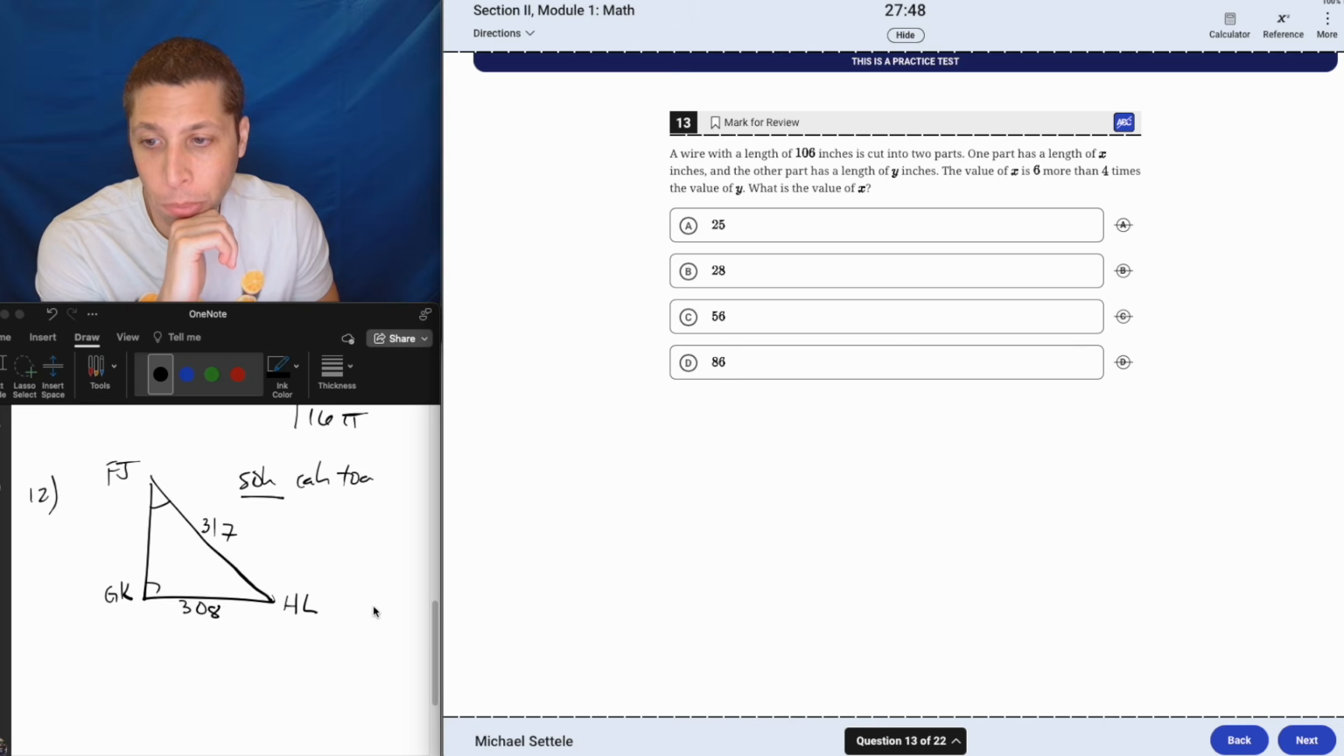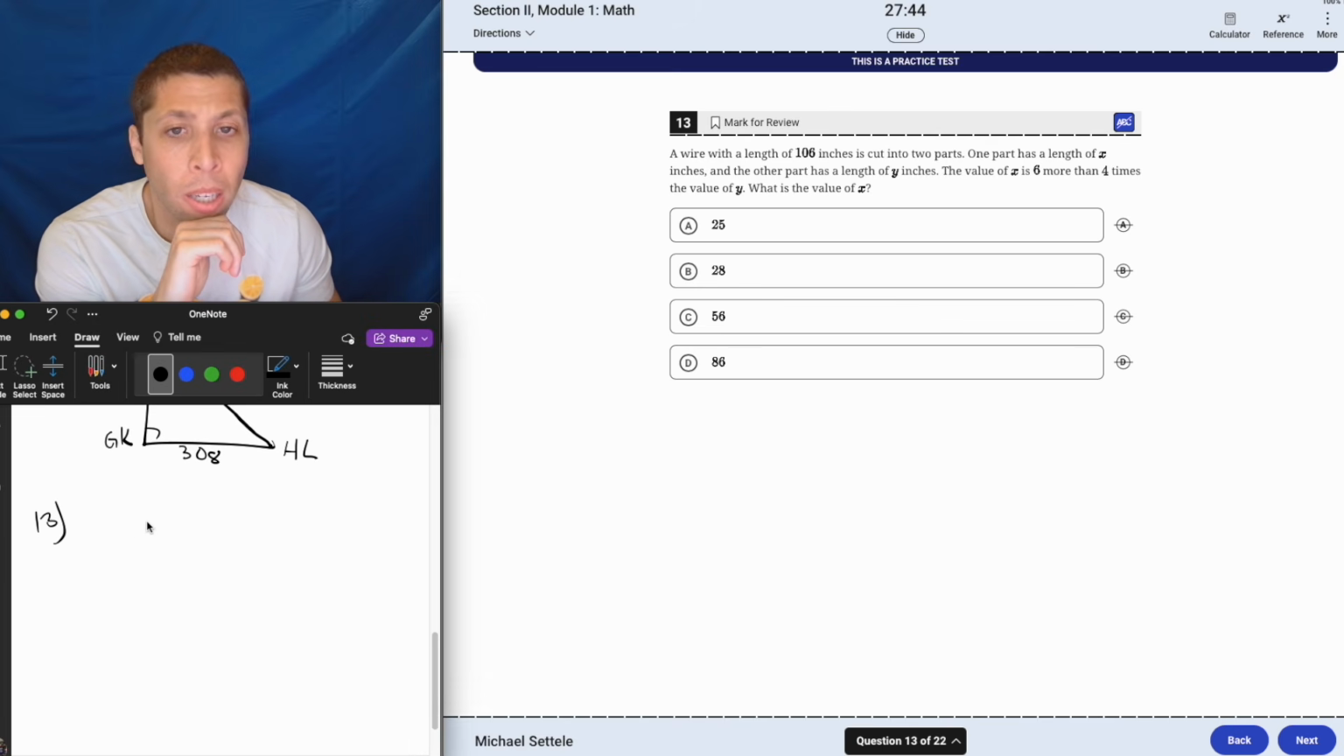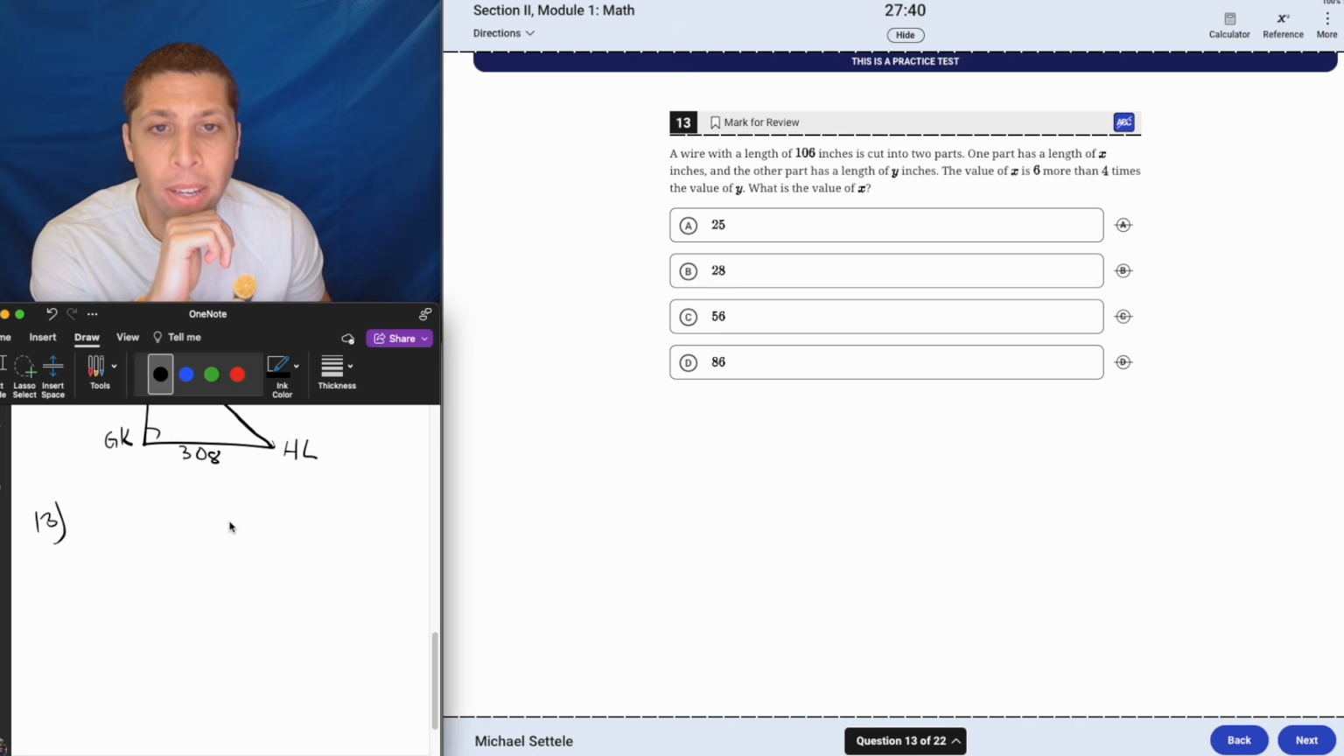I feel like I've seen this question before. A wire with a length of 106 inches is cut into 2 parts. One part is the length of x and the other is y. So 106, x and y. The value of x is 6 more than 4 times the value of y. What is the value of x?